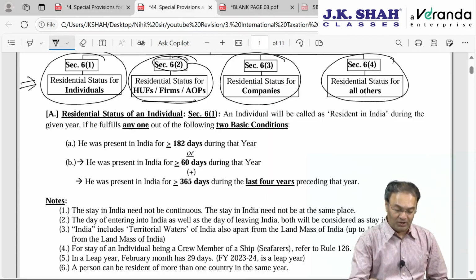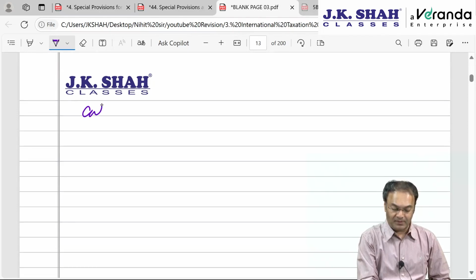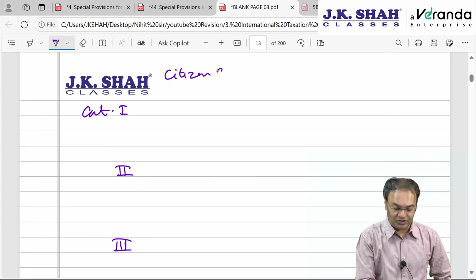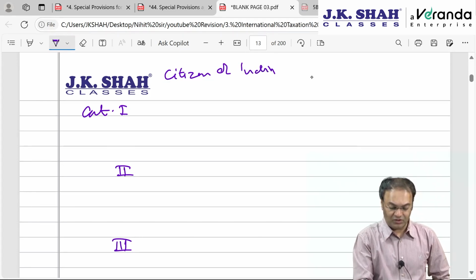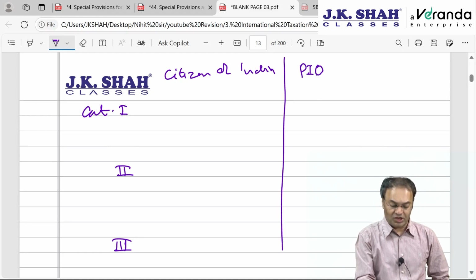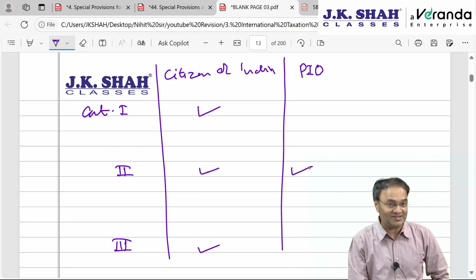So quickly brushing up, category 1, category 2, category 3. Category 1, is it for citizen of India? Citizen of India, person of Indian origin, PIO. The answer, PIO concept, he should be citizen. Citizens will be covered by all the 3 exceptions, but PIO will be covered only by second exception, will not be covered by first and the third exception.